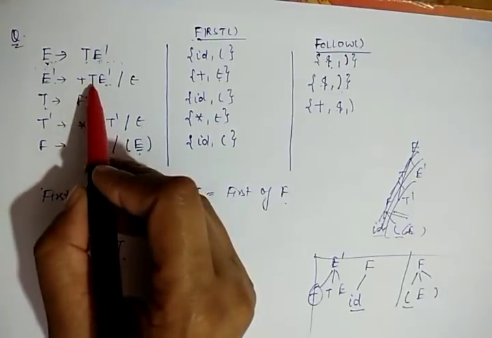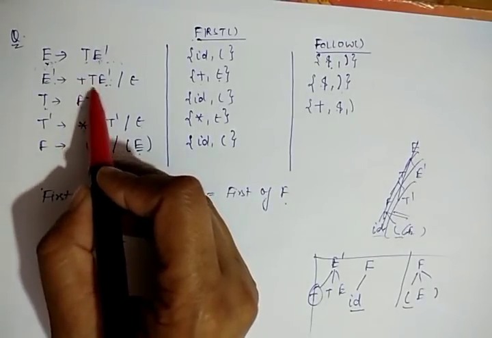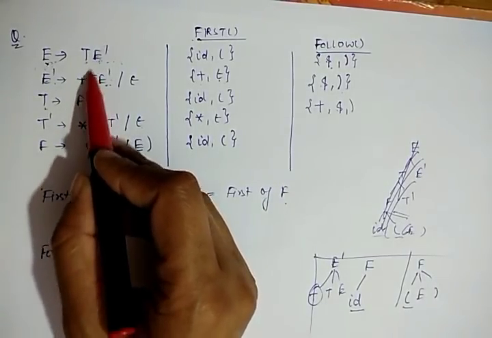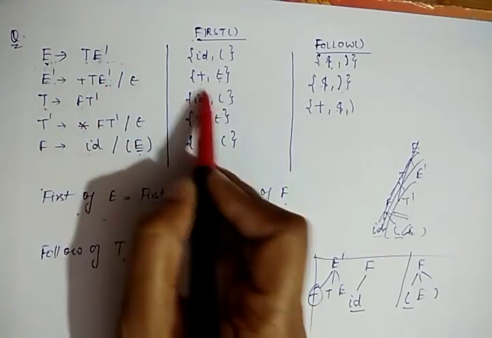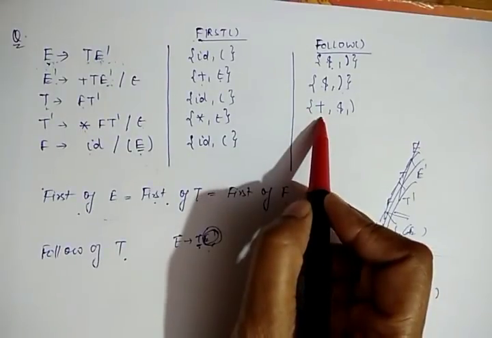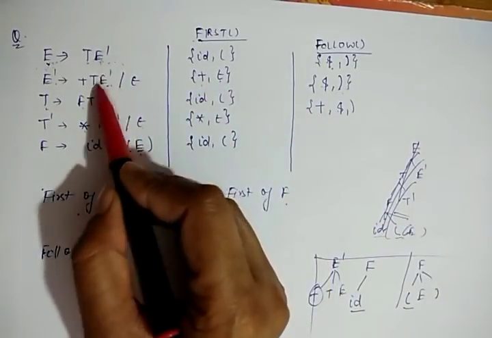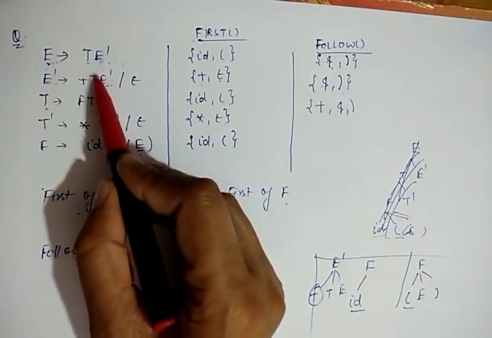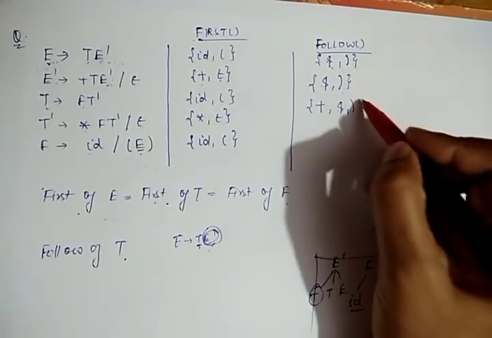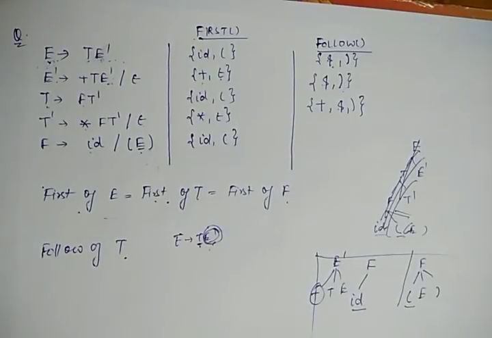Okay. Now T appears one more time here. With the same condition, follow of T is first of this E dash. First of E dash is plus and epsilon. Plus is already encountered. But if I put epsilon here, it is discarded and T becomes the rightmost. And for this T, we follow the E dash, which is like this. So this is the follow of T.